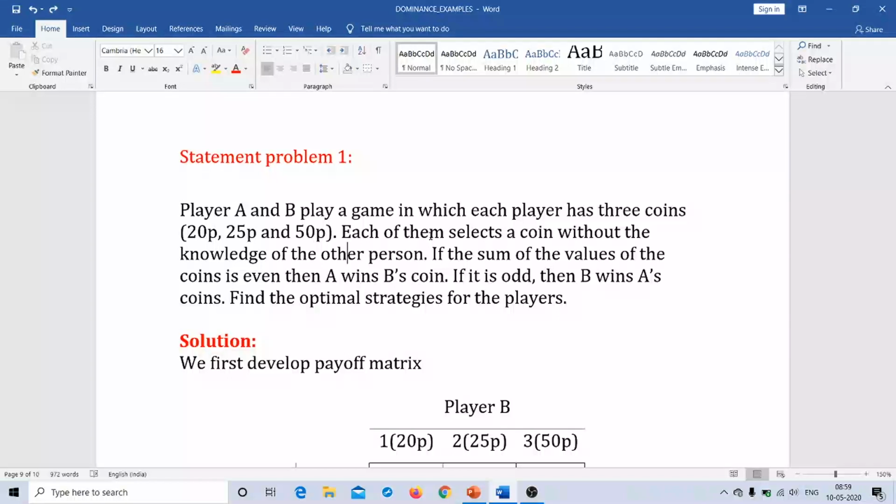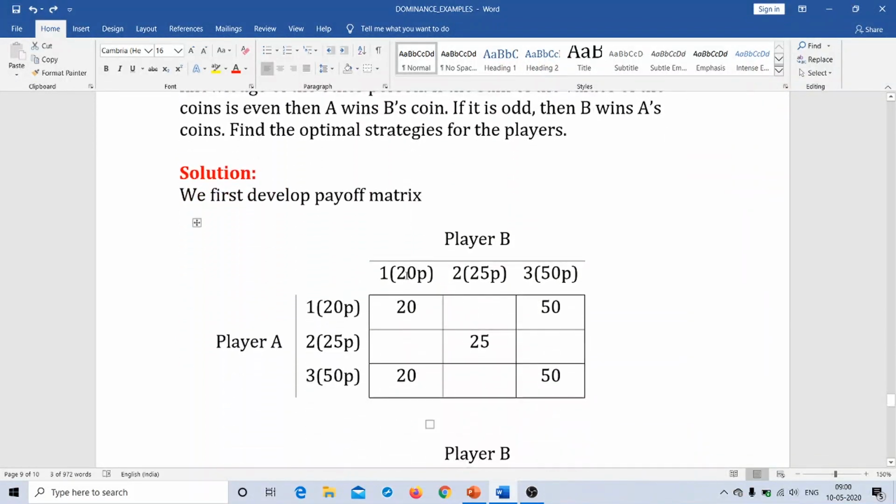Now, first and foremost, you have to understand the problem statement and very carefully develop a payoff matrix. And let me tell you honestly, if your payoff matrix is wrong, meaning you end up giving wrong entries in the payoff matrix, then neither the strategy will work out properly nor the value of the game. So player A and B play a game with 3 coins. I write those 3 coins here. The first coin is 20 paisa, second coin is 25 paisa, and the third coin is 50 paisa. Similarly for player A also.